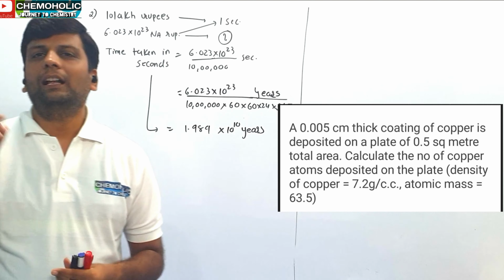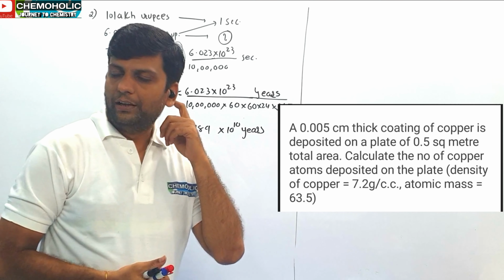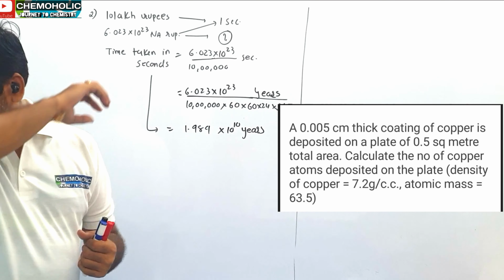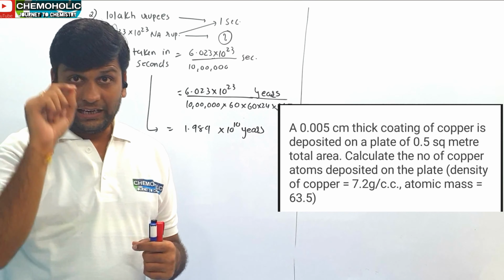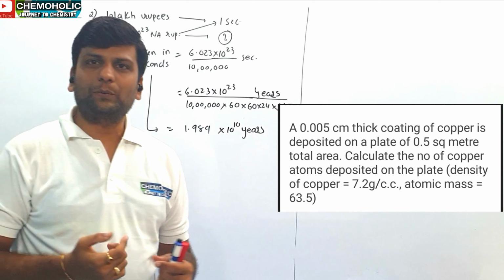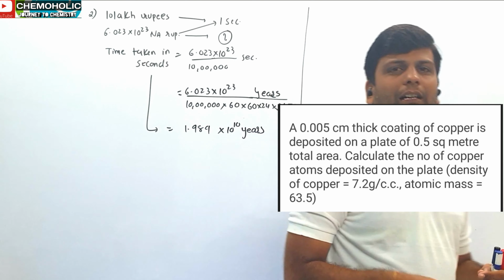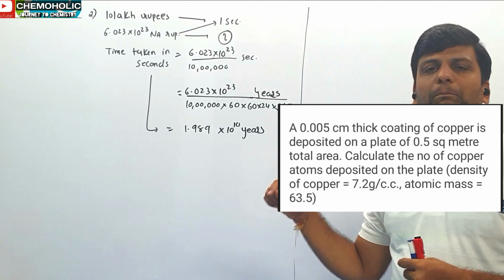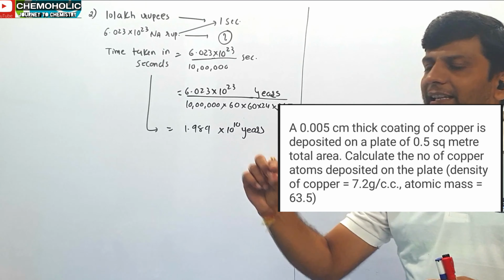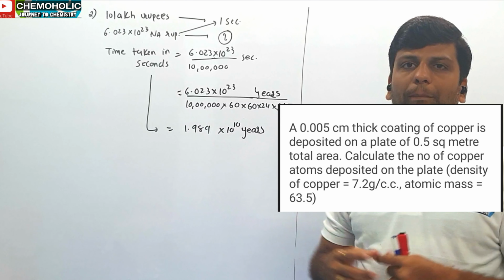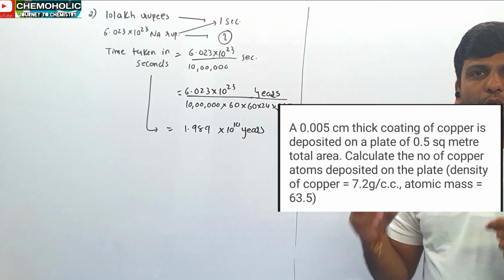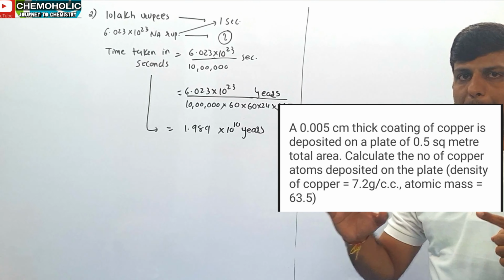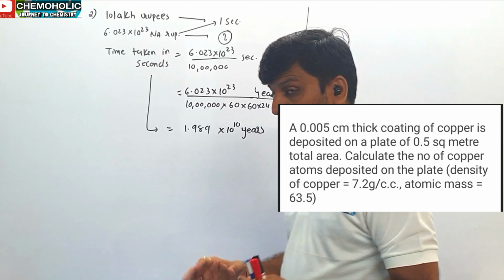Question number 3. A 0.005 centimeter thickness coating of copper is given to you. It is deposited on a plate. The area of the plate is 0.5 meter square total area. You need to find the number of copper atoms deposited on that plate. So two things are given: the thickness of the copper plate and the area of the copper plate. The question is how many atoms will be deposited on that copper plate. Wow, that's too difficult a question.